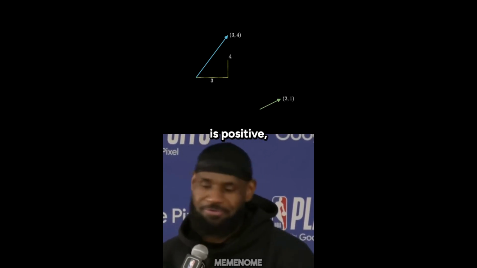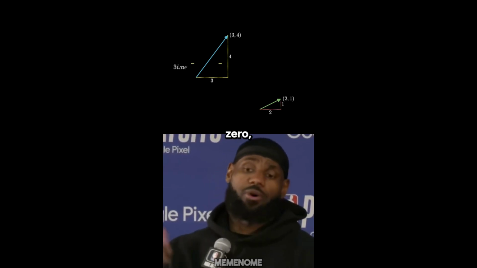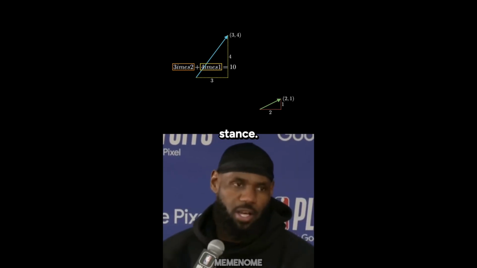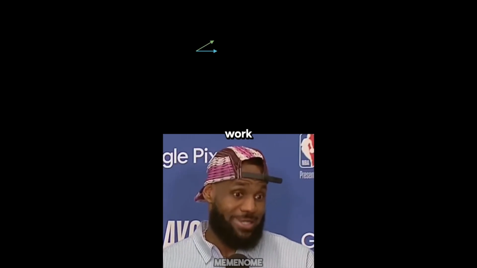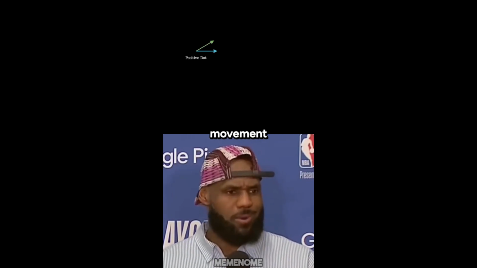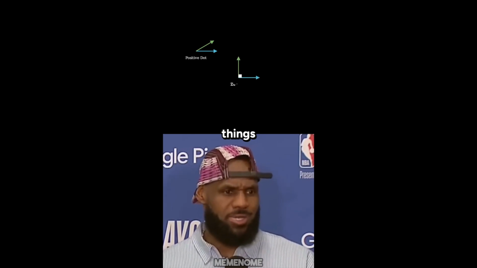If the result is positive, they're pointing in roughly the same direction, like me and my teammates all moving toward the basket. If it's 0, they're perpendicular, making a perfect 90-degree angle, like a proper defensive stance. If it's negative, they're pointing in opposite directions, like when I'm playing defense against an opponent. This shows up everywhere from calculating work in physics to how coaches analyze player movement patterns on the court. No cap, the dot product is basically telling if 2 things are similar or different.